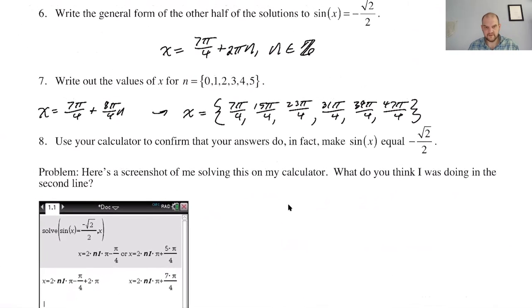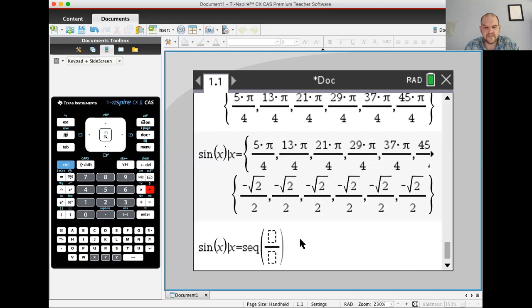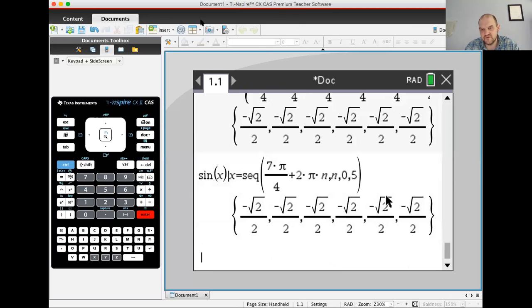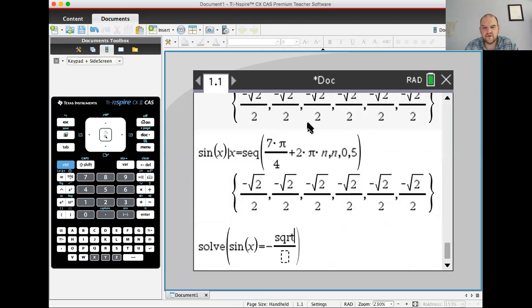And then it wants us to use our calculator again. So let's go and do that. So here we go. I'm going to try to type in a thing that'll do it. So sine of x such that x equals, I'm going to combine the sequence of 7 pi over 4 plus 2 pi times n, where n is the variable, and I want to go from 0 to 5. I should get, and I do get, negative root 2 over 2 every time. So you can kind of tease this answer out of solve. So solve negative square root of 2 over 2 for x.